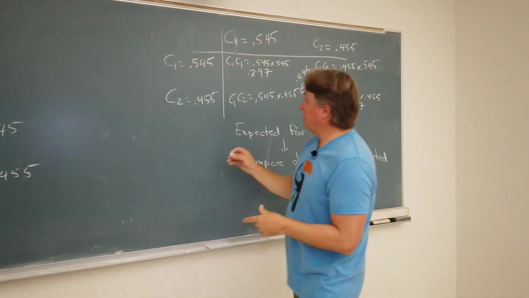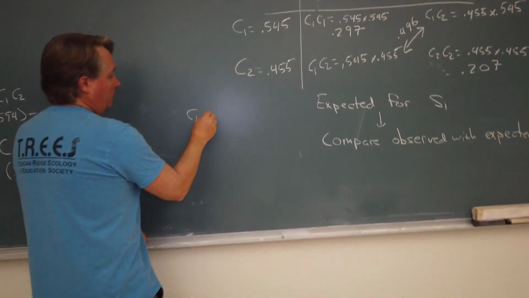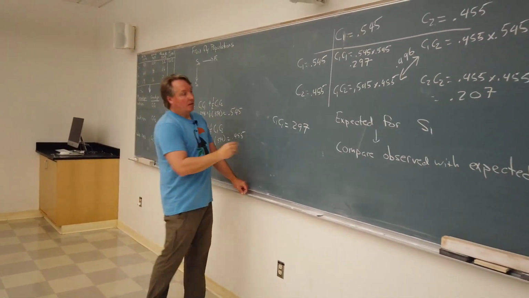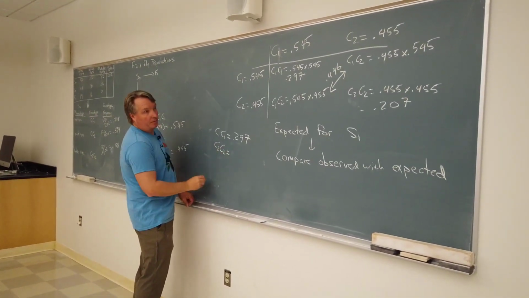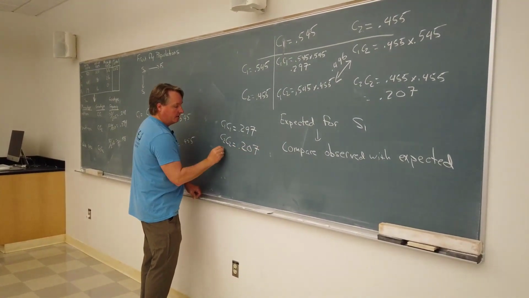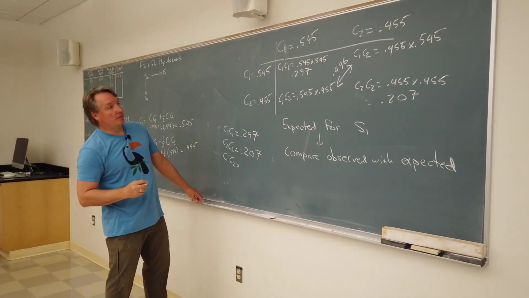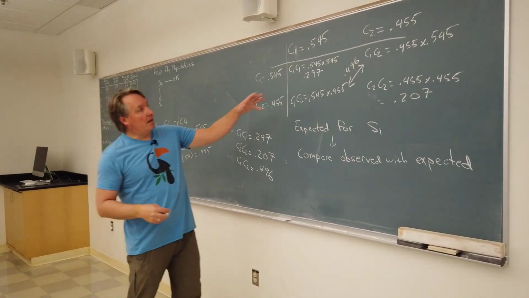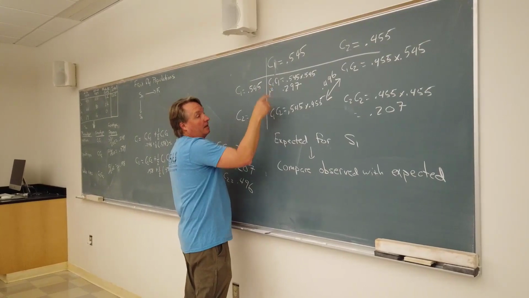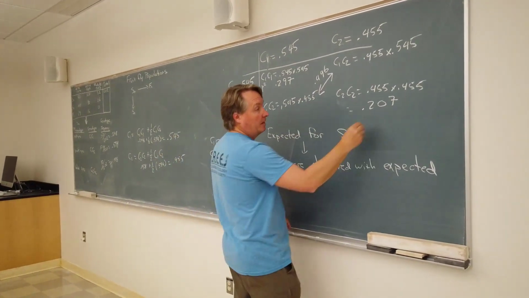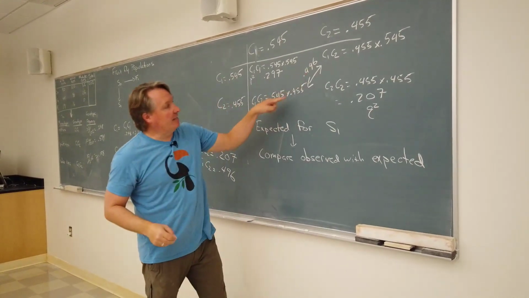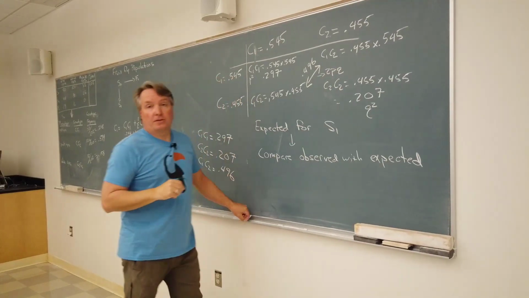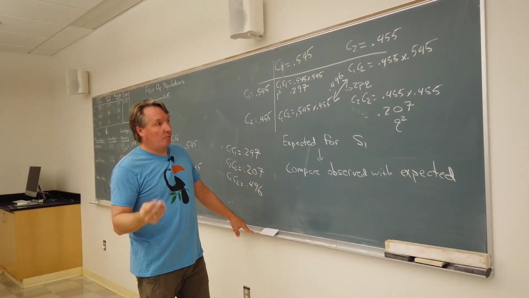So we can write this a little more cleanly. We expect the C1C1 homozygotes to occur at a frequency of 0.297, the C2C2 homozygote at a frequency of 0.207, then the heterozygotes to occur at a frequency of 0.496. Keep in mind, this is the same thing as p squared. This calculation is the same thing as q squared. Adding these two together is the same calculation as 2pq within that Hardy-Weinberg expression. So however you want to do it is fine.